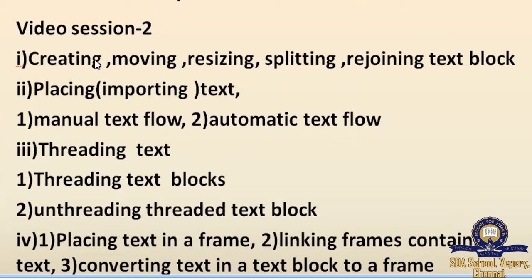creating text block, moving text block, resizing a text block, splitting a text block, rejoining the text block, placing imported text. What do you mean by manual text flow and what do you mean by automatic text flow? What is threading text block and what is unthreading text block? How will you place a text in a frame? How will you link frames containing text? Converting a text in a text block to a frame.